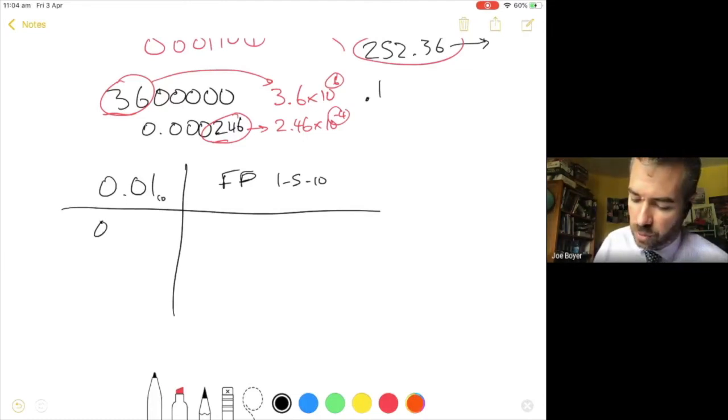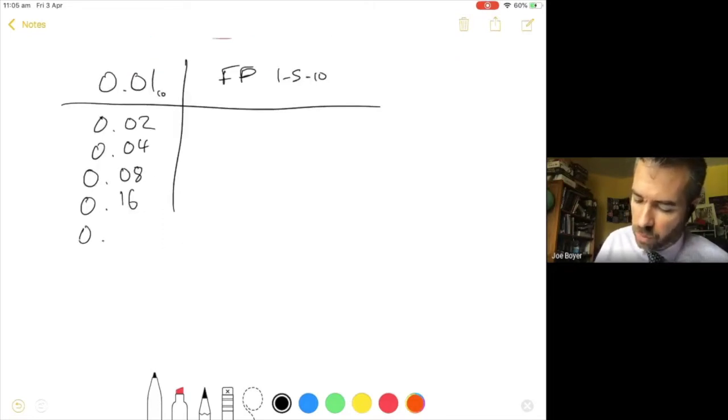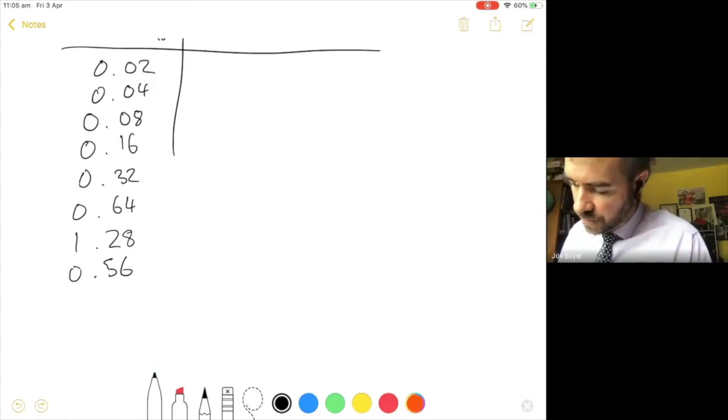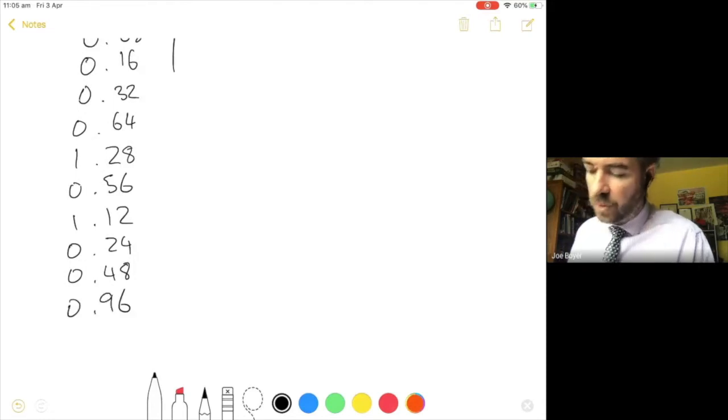So this is going to be 0.02, 0.04, 0.08, 0.16, 0.32, 0.64, 1.28. Now I need to double my 0.28 and I get 0.56. Double my 0.56 and I get 1.12. Double my 0.12 and I get 0.24, 0.48, 0.96. How far do we need to go?